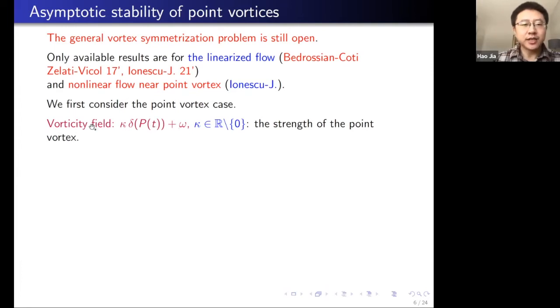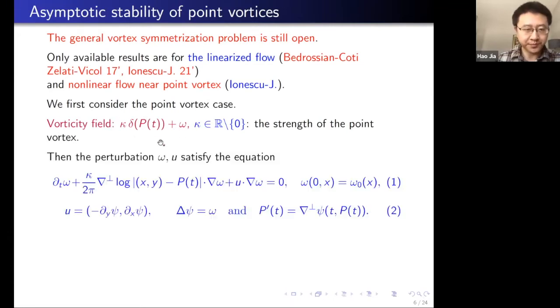So let's consider this point vortex case. In this case, the background flow is given by a Dirac mass centered at a moving point P_t with some strength kappa, plus a smooth perturbation. So this is our basic setup. Then just plug this into the Euler equation. We see that this perturbation omega and the associated velocity field u satisfy the following equation.